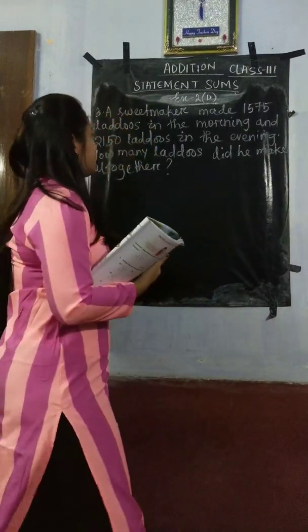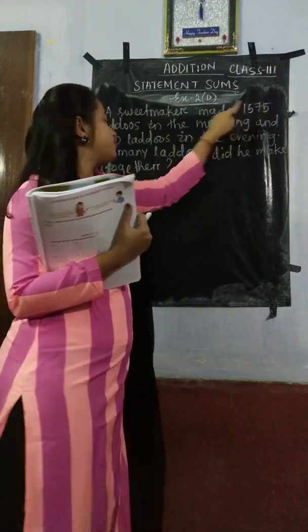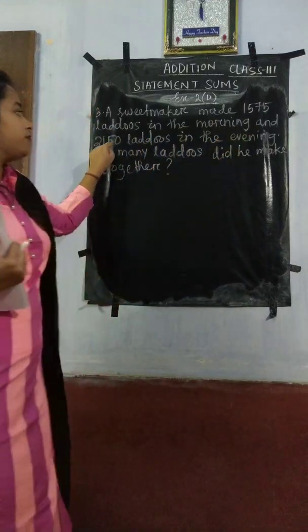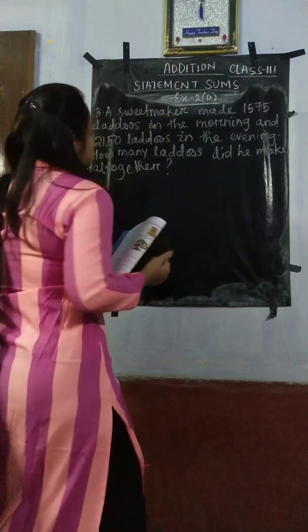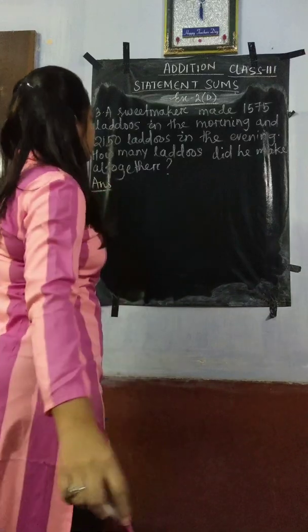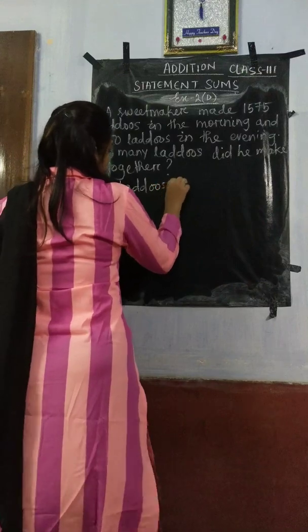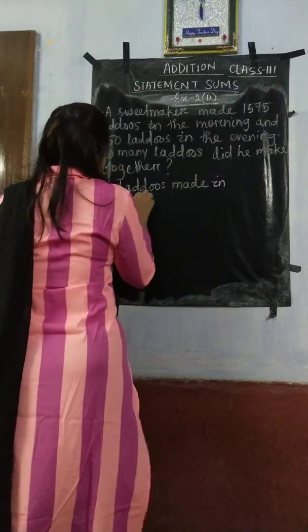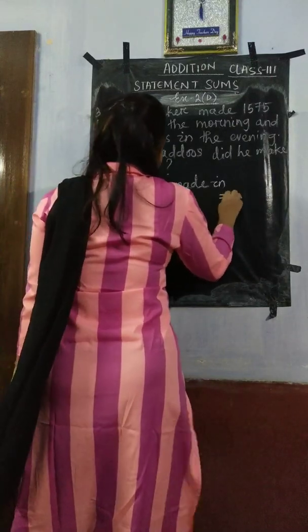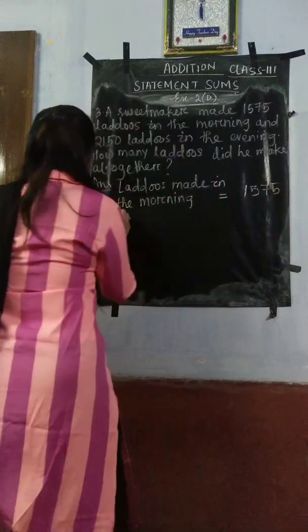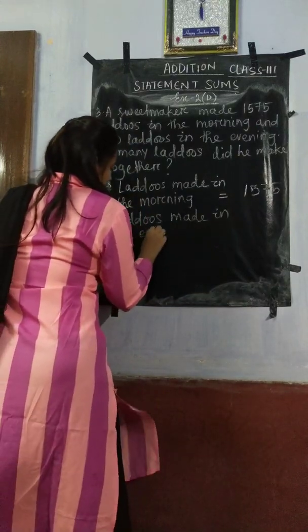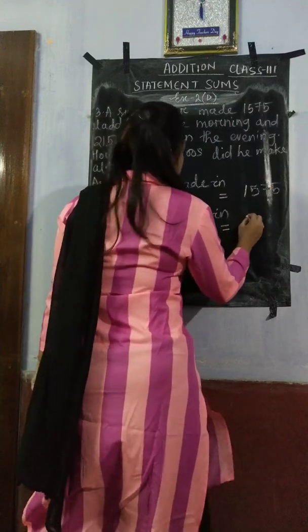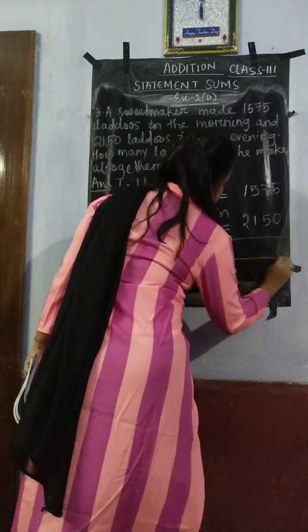Now the third question: a sweet maker made 1575 laddus in the morning and 2150 laddus in the evening. So how many laddus did he make altogether? As I already said, when the question is all together, all, how many, total, we will add. So let's write the statements. Laddus made in the morning equal to 1575. Then laddus made in the evening equals to 2150. So to find out how many total laddus, we will add.